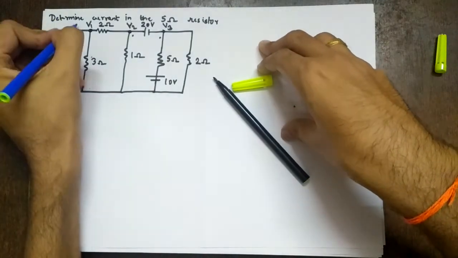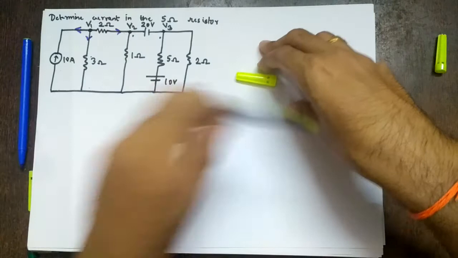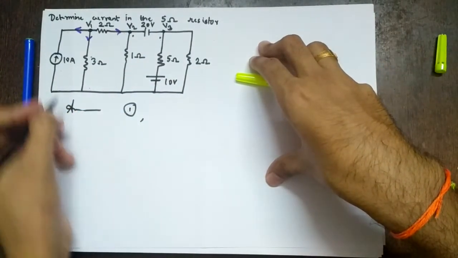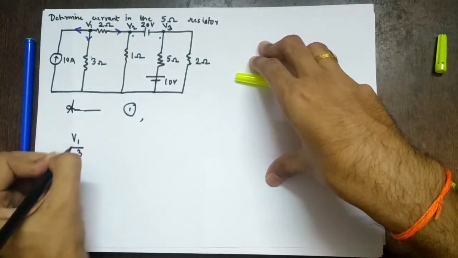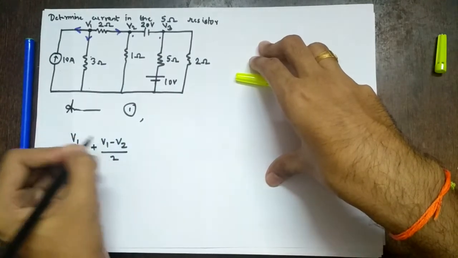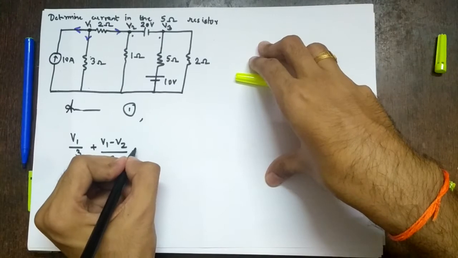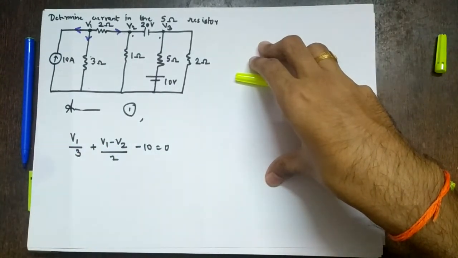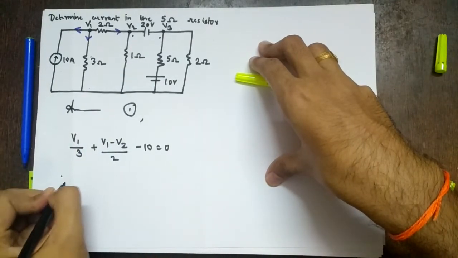What is the first step we do? We assign all the currents going away from a particular node. Then we write, applying KCL at node 1. So let's start from here. It will be V1 by 3 plus V1 minus V2 upon 2, going away from the node, but the current is coming towards us, so minus 10 equal to 0, right? Because the current is coming in the opposite direction. So you solve this, what will we get?